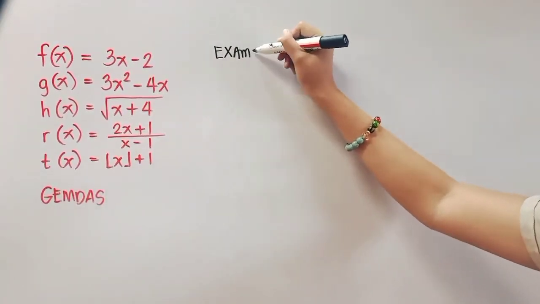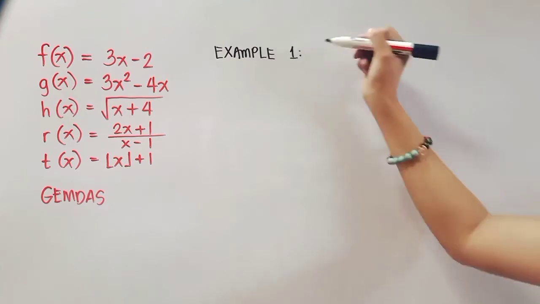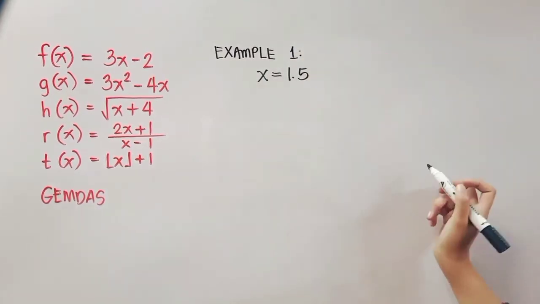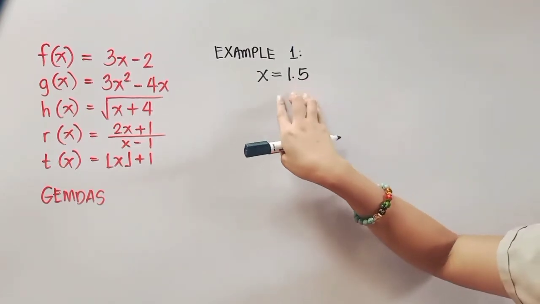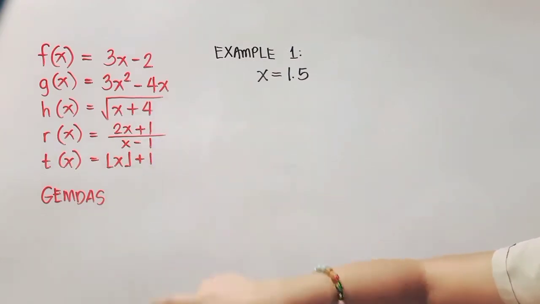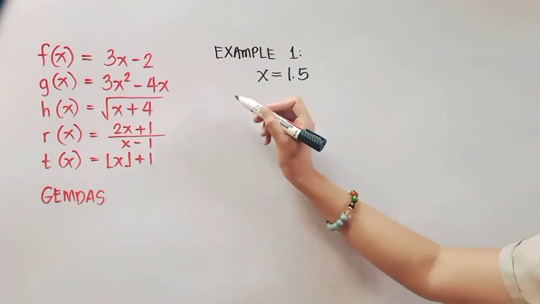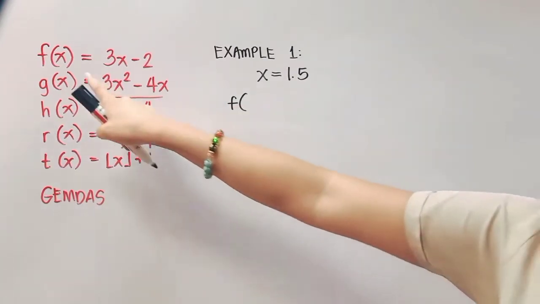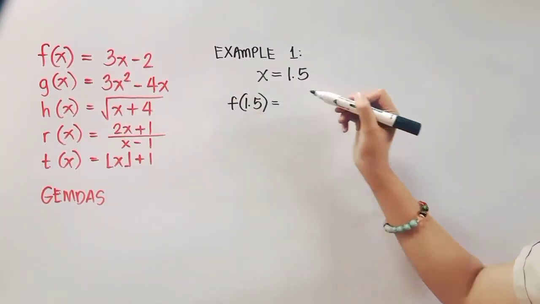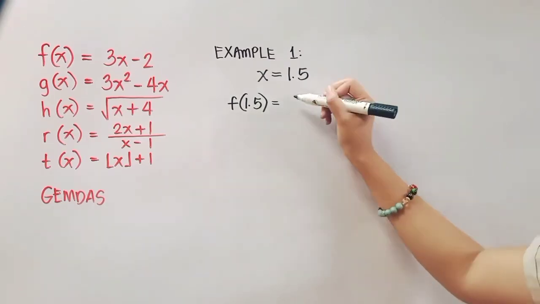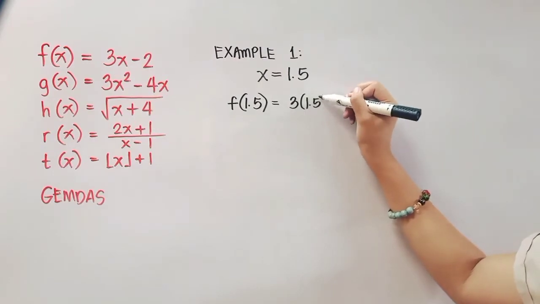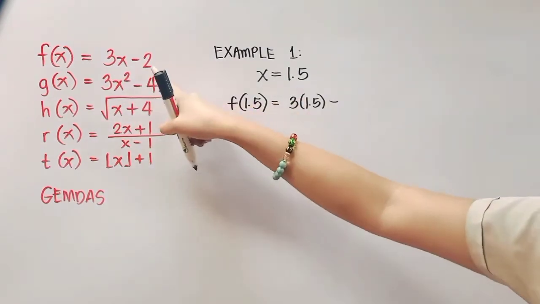Let us start with example 1. Let the value of x be equal to 1.5. Evaluating functions is simply substituting a given value into the given function. Let's start with getting f of x. x is now 1.5. So to get the value of that, we have to copy 3 and then substitute x to 1.5 minus 2.